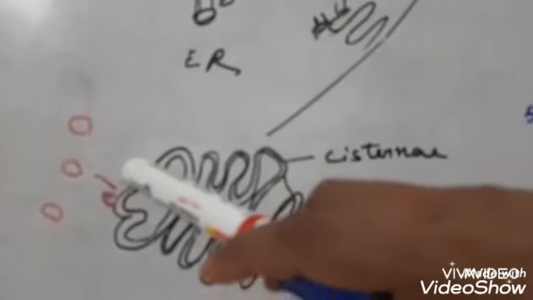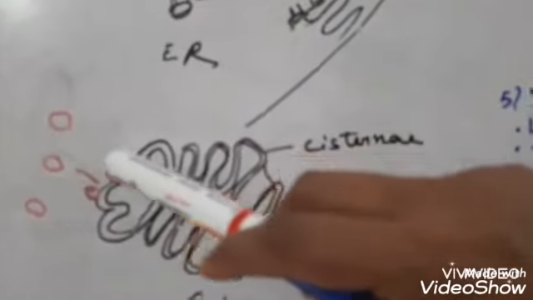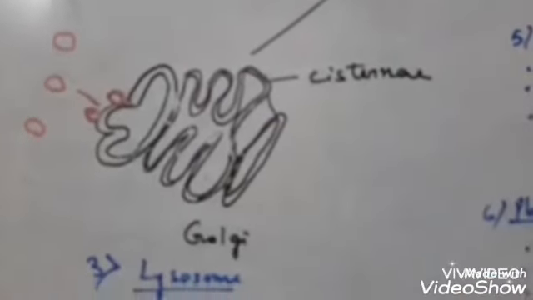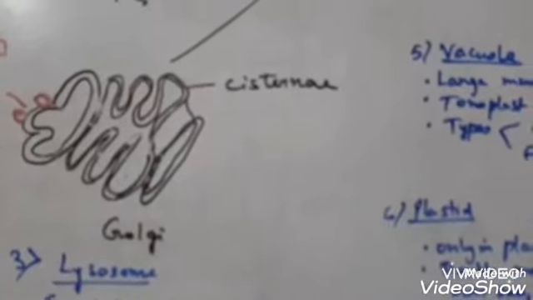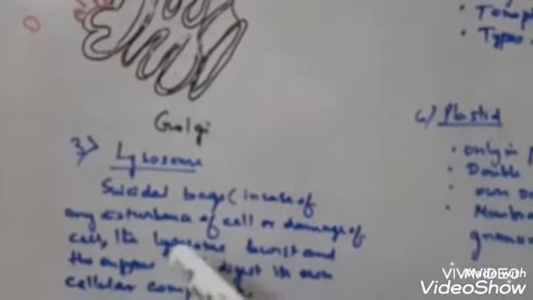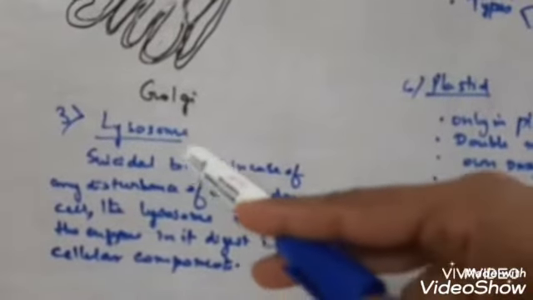As I discussed earlier, when these vesicles get matured from the cis phase, these vesicles get detached from the Golgi and they individually form lysosomes. Now lysosomes are very important because they help in the cleaning of the cell. That's why they are called cellular scavengers, or they are called suicidal bags because they burst themselves.